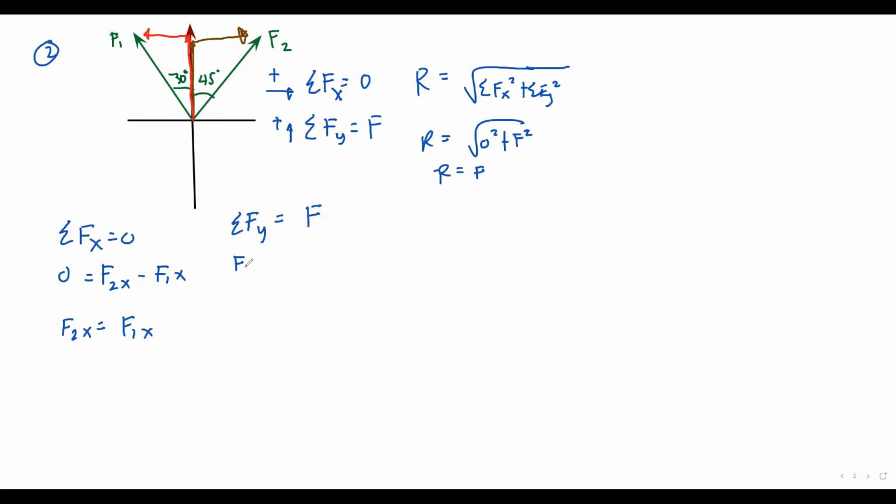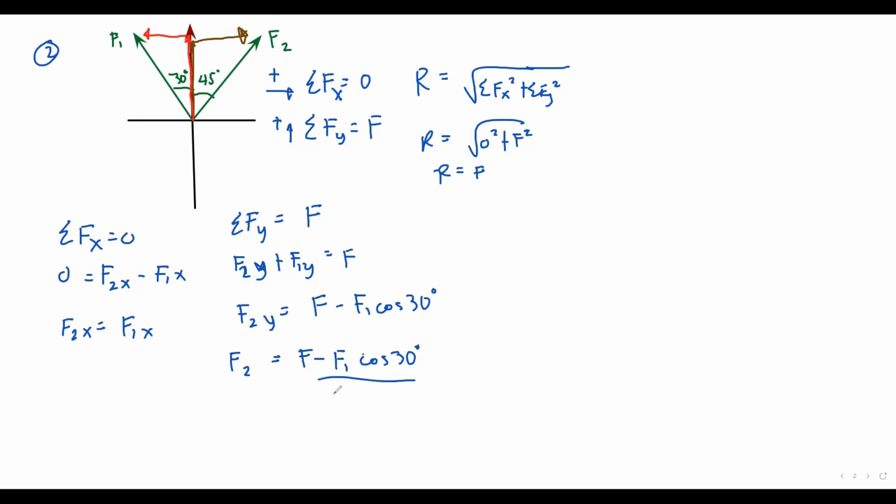So ayan. Di ako bobo. So F1y, so parehas positive yan, plus F2y is equals to F. Okay? So ayan yung F2y, tama, y pala to. Okay? So ito yung unang equation natin. So we can say that F2y is equals to F minus F1 cosine 30. Okay? And so on. So F2y or F2 is equal to F minus F1 cosine 30 all over cosine 45. Okay? Yan ang working equation natin.